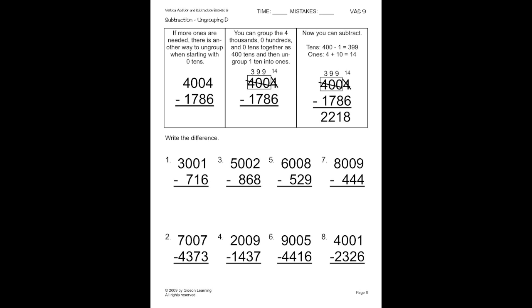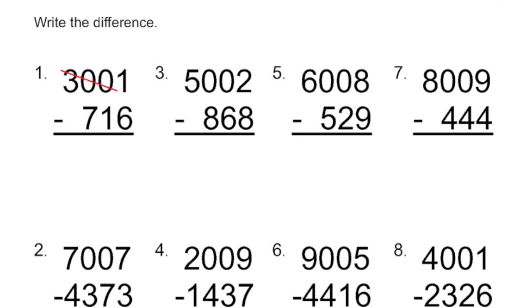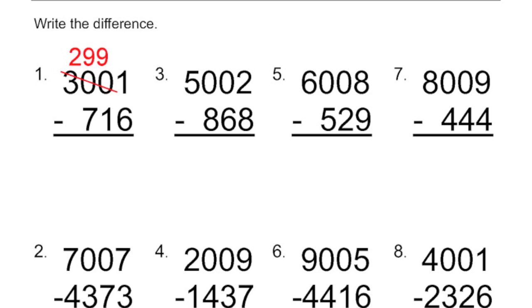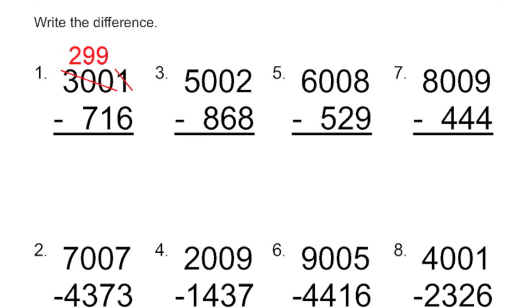So what I'm going to do is I'm going to take 300 and I'm going to ungroup one of those tens. So that's basically going to leave me with 299 tens, and I'm going to add 10 ones to the ones column. So 1 plus 10 will equal to 11. And now I can do my subtraction.